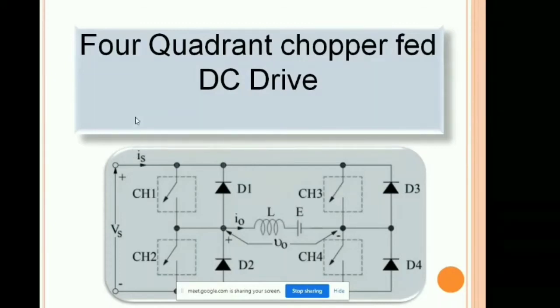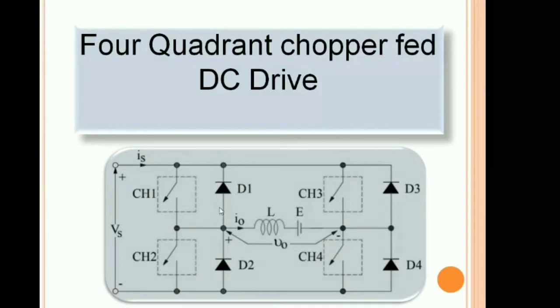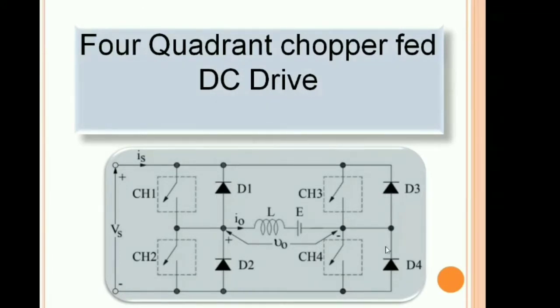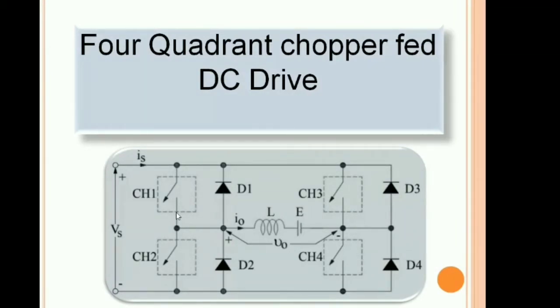Focus on a four-quadrant chopper fed DC drive. So here we have the four-quadrant chopper, and this chopper involves four switches. We have the different modes of operation of a DC chopper, starting from forward motoring, forward braking, reverse motoring, and reverse braking, based on the current direction and voltage direction. These modes of operation are defined.